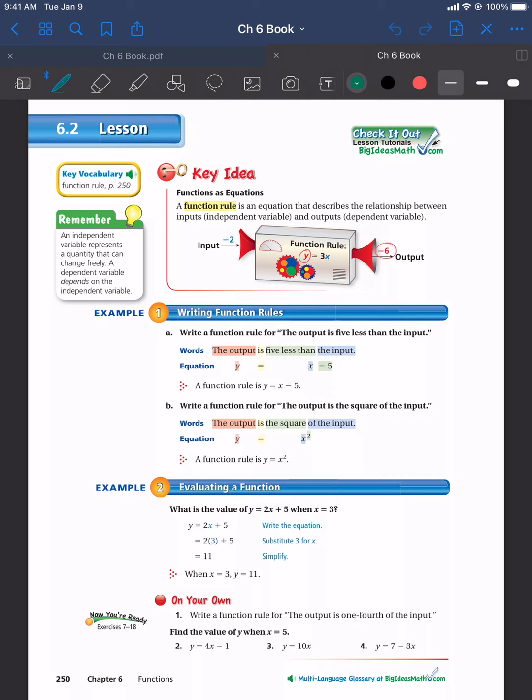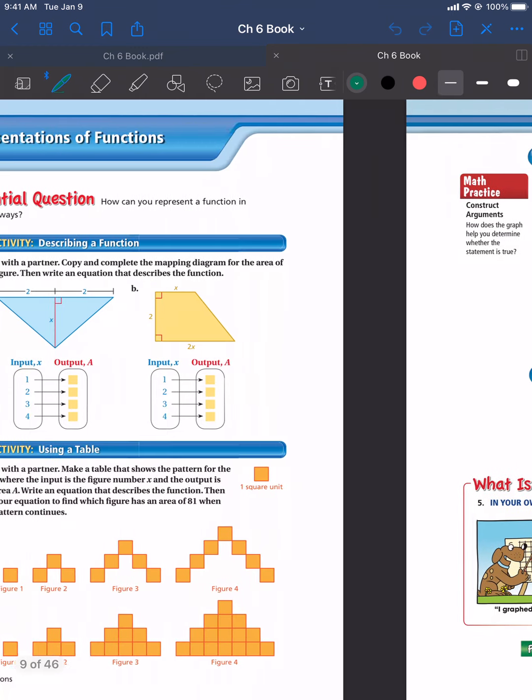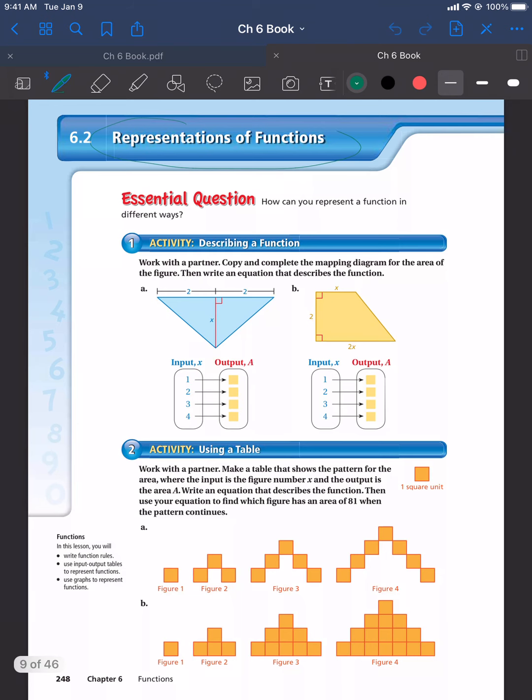Hi, 8th grade. All right, so I'm going to change up your lesson a little bit. I was going to spread this out into two parts, but I think I'm just going to try to do it all in one. So what I need you to do is write at the top of your page 6.2, and then the lesson is called Representations of Functions. So go ahead and write that down.